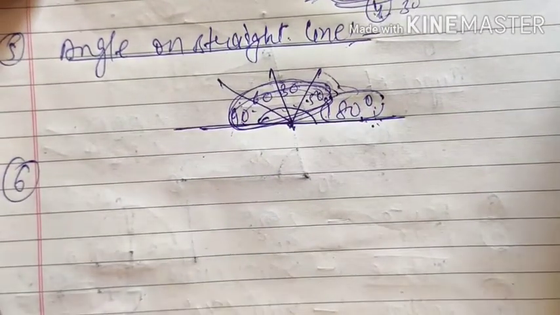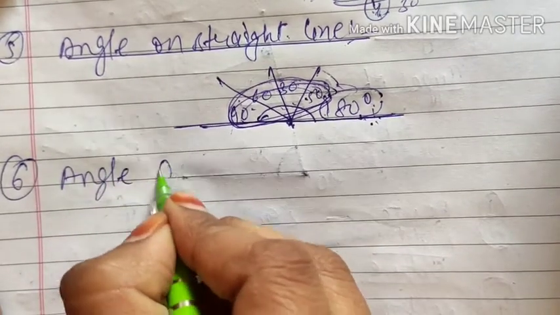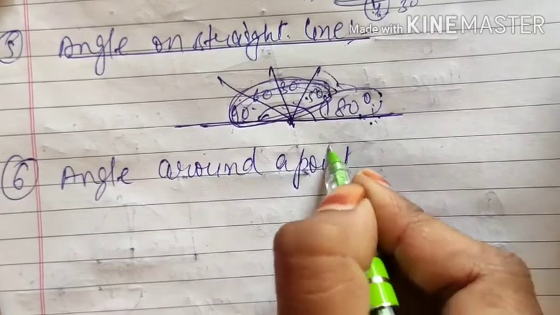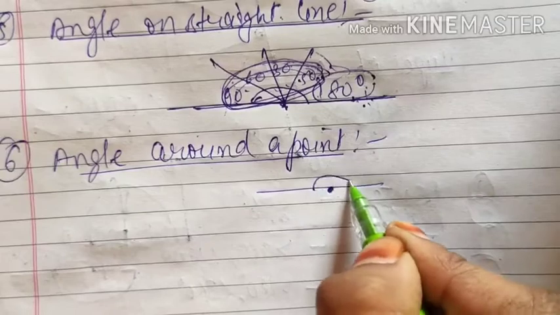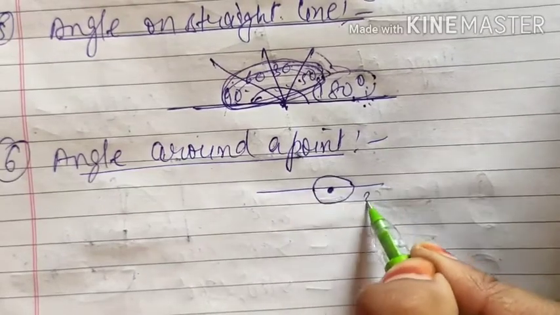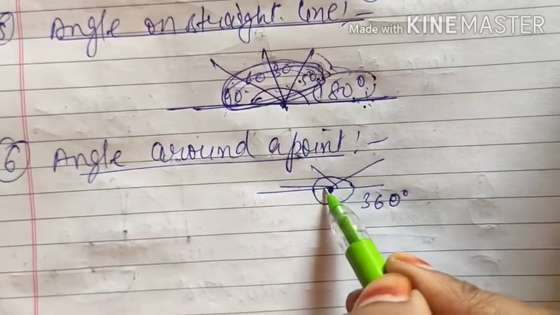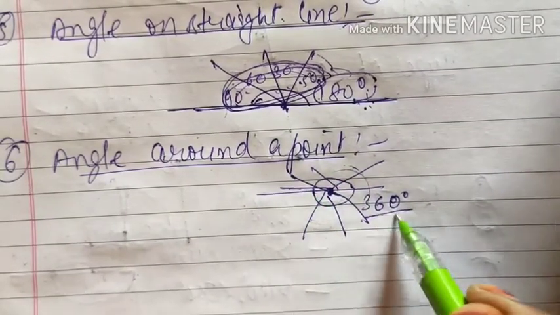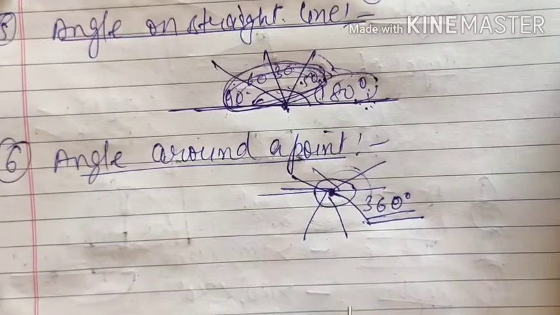The 6th one is angle around a point. This also we have seen, angle around a point. We know that it is 360 degrees. Angle around a point, 180 plus 180, so total is 360 degrees. So if many angles are made like this, then when we add all these angles, their sum must be equal to 360 degrees. That's all about the angles.